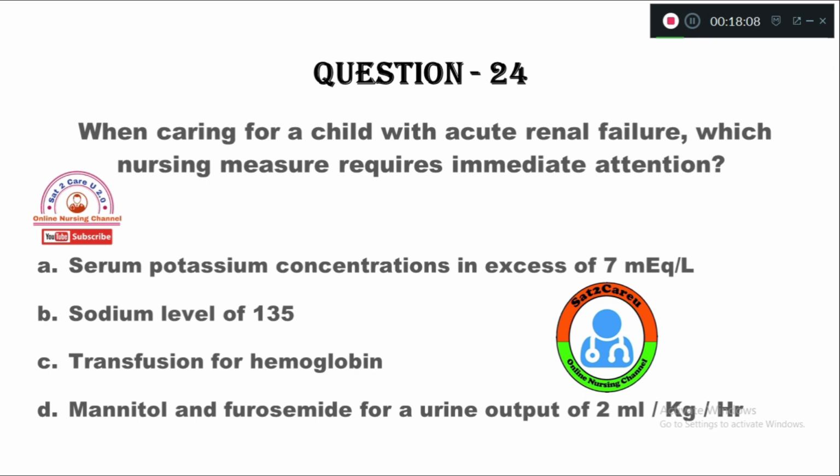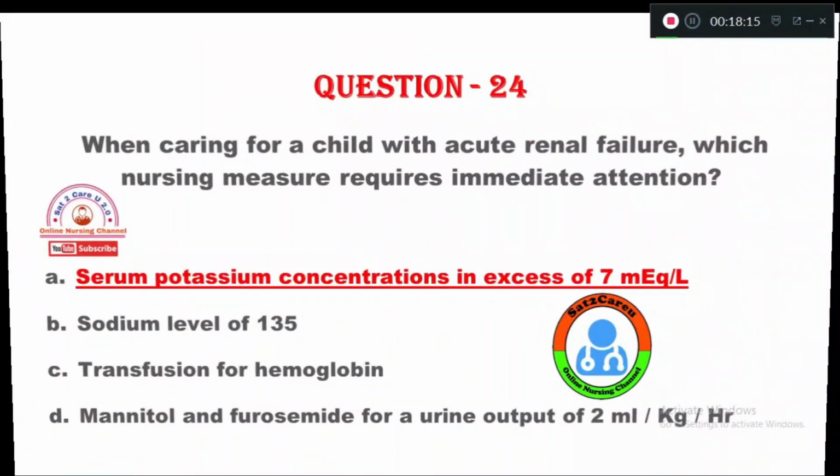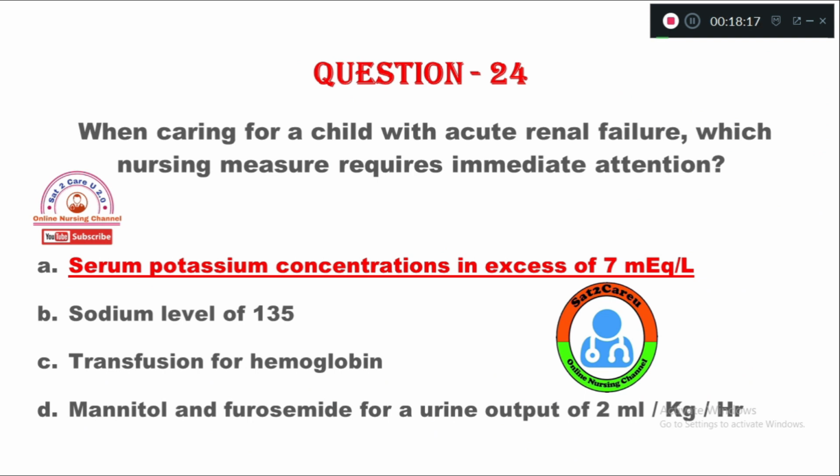So the immediate nursing measure which I require in this client is option A, serum potassium level, which is in excess of 7 milliequivalent per liter.